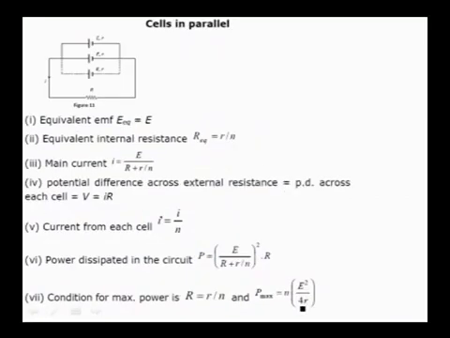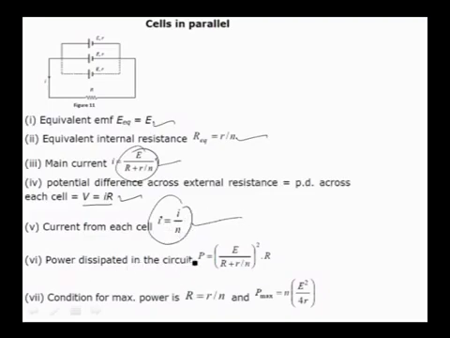Similarly, for the parallel combination, when cells are connected in parallel, the effective EMF is E, only in case of identical cells. The equivalent internal resistance is r by n for the parallel combination. Then the current in the circuit is equal to this much. The potential difference across the external resistance is V = IR, because we know the value of I. Similarly, the current from each cell is I dash = I by n, only for identical cells.